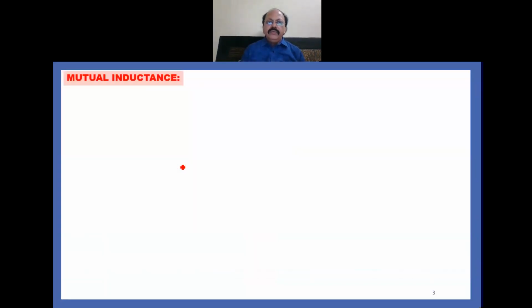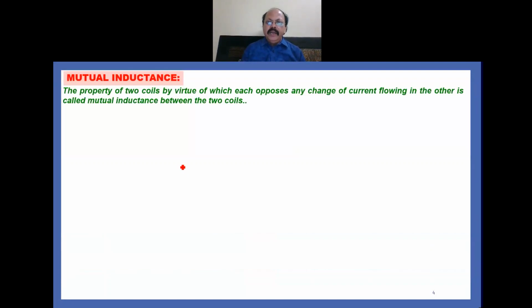Now we have to understand mathematically the things which we have explained in the experiment. I already explained the mutual inductance. It is the property of two coils by virtue of which each opposes any change in the strength of current flowing in the other, and is called mutual inductance between the two coils. Now we have to find out the coefficient of mutual inductance.